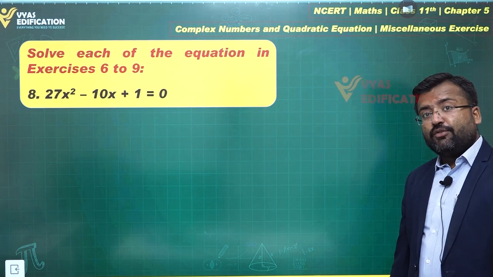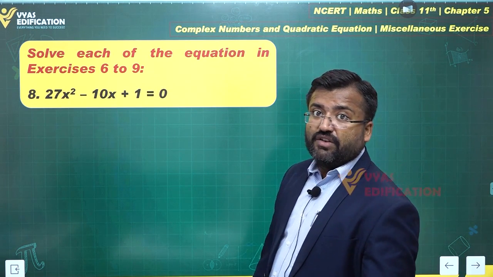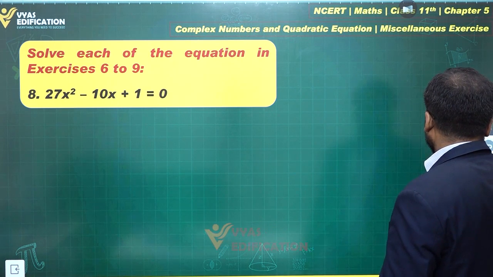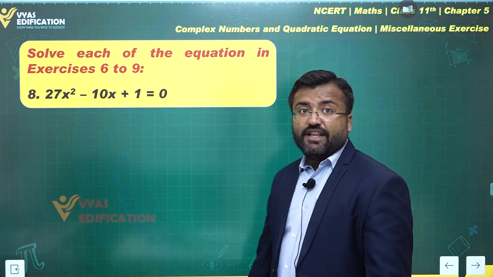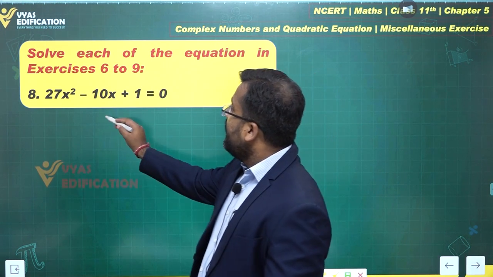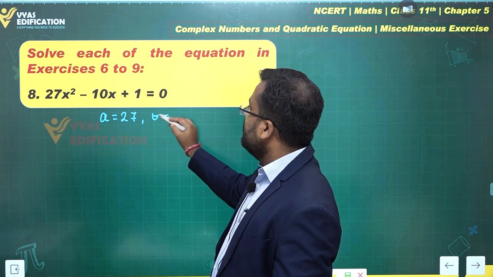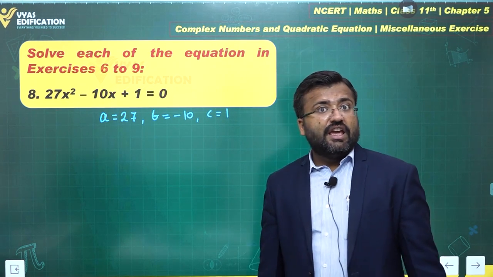Right? Let's take a look at this one. 27 times x square minus 10x plus 1. We are supposed to solve for x. Can we? Yes, we can easily solve for the values of x. Let's try to do that over here. a equals 27. b equals minus 10. c equals 1.